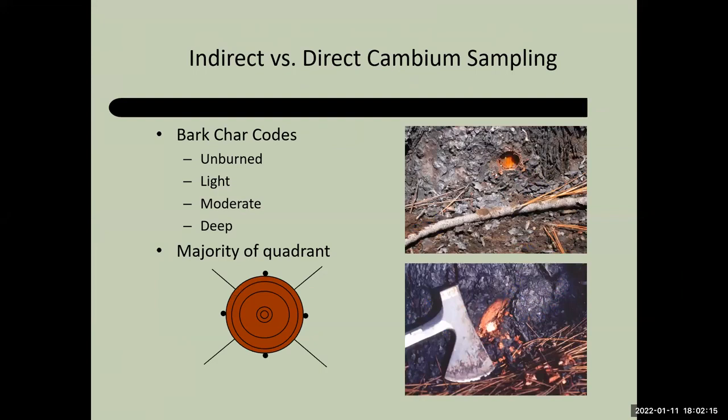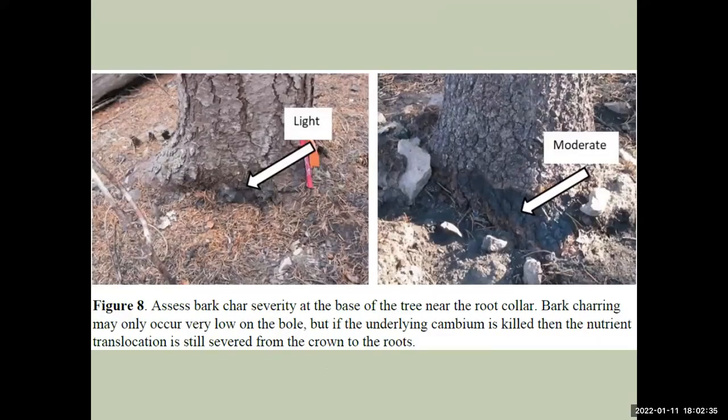So for our study, and then trying to take this to implementation in the field, we realized that sampling the cambium on every tree was probably going to be unrealistic. And so we tried to use a surrogate, using bark char characteristics instead of sampling the cambium directly. And so we broke down the bark char into different categories.